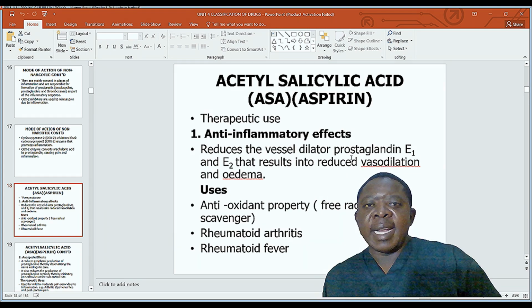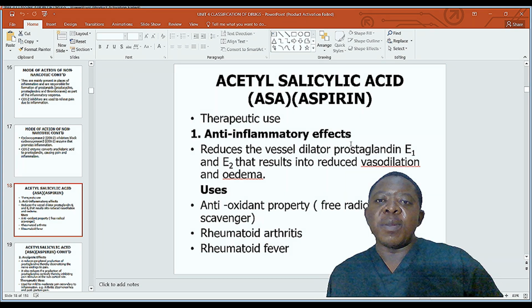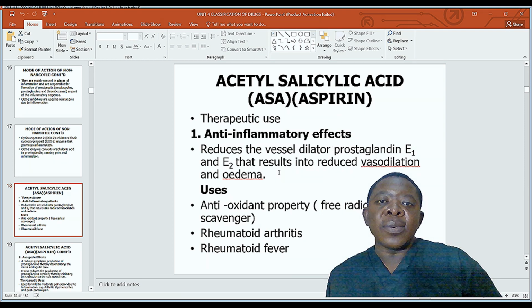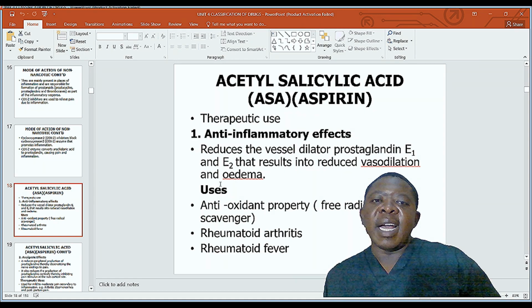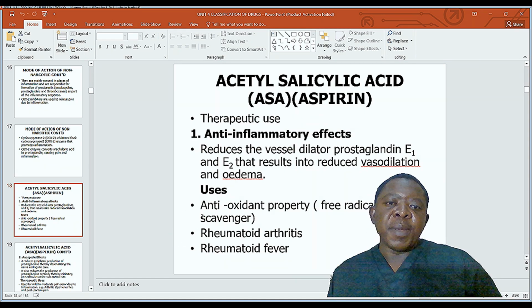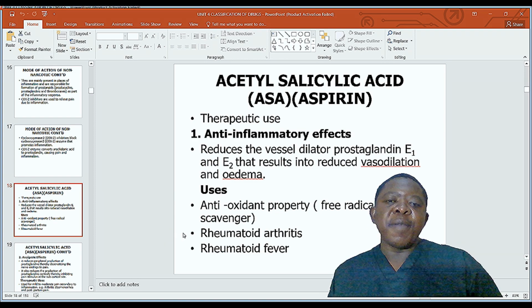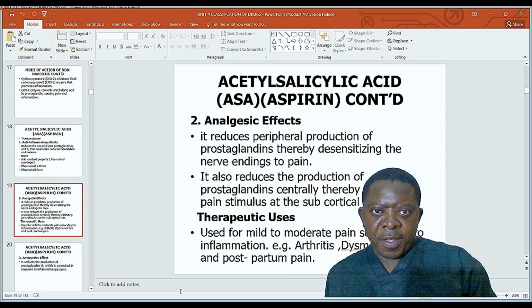Acetylsalicylic acid or aspirin. The therapeutic uses include anti-inflammatory effect. It reduces the vasodilator prostaglandins, that is E1 and E2, resulting in reduced vasodilatation and edema. The uses may include antioxidant property, as it's a free radical scavenger. It may be used in rheumatoid arthritis and rheumatic fever.